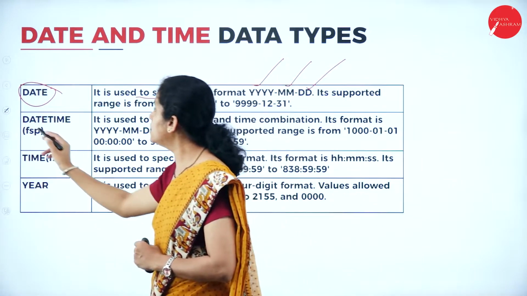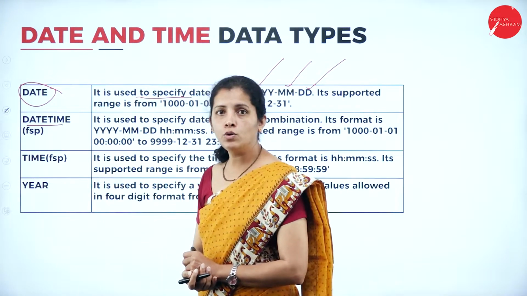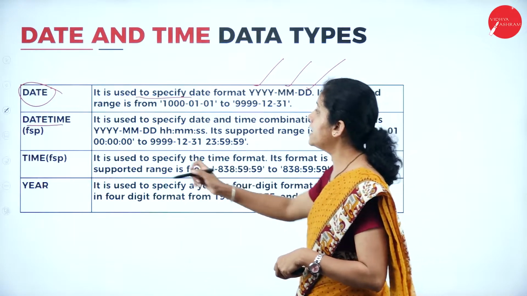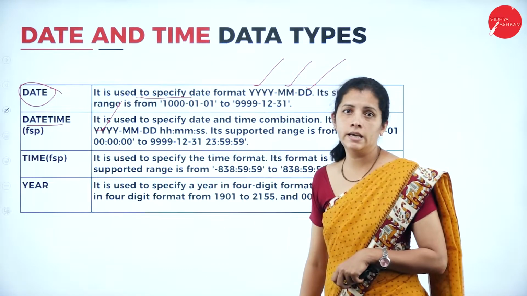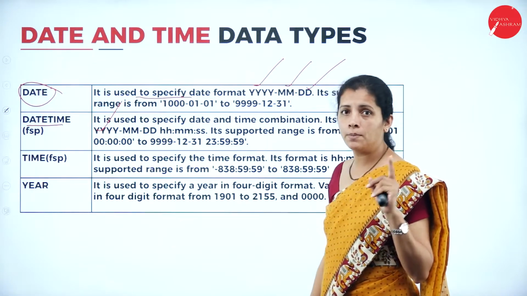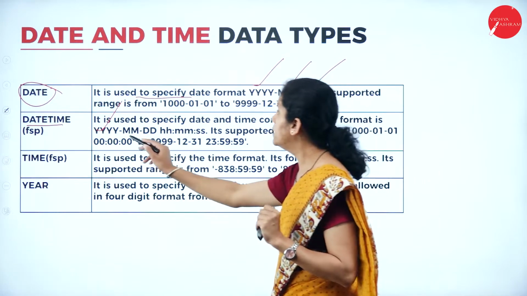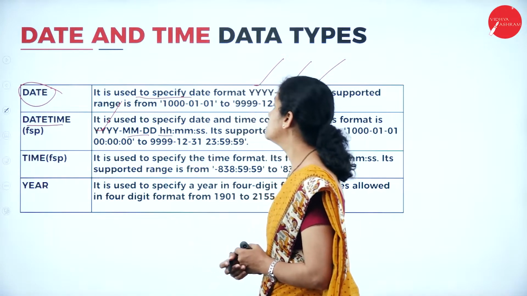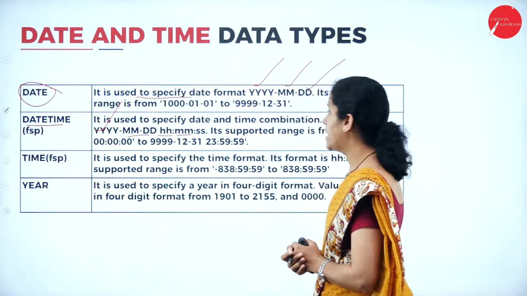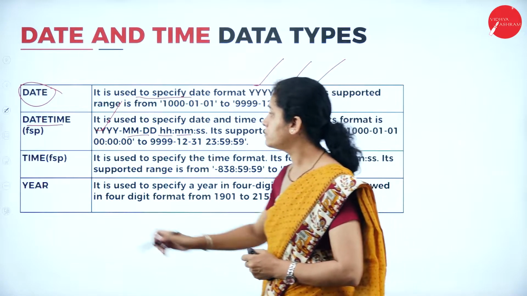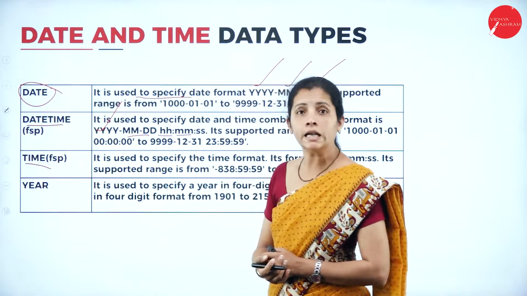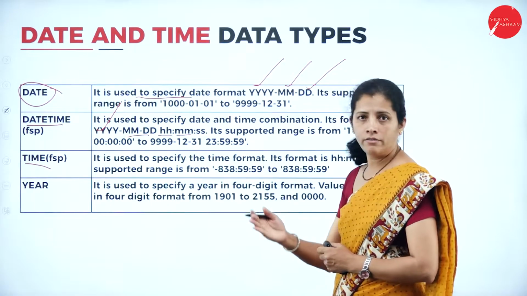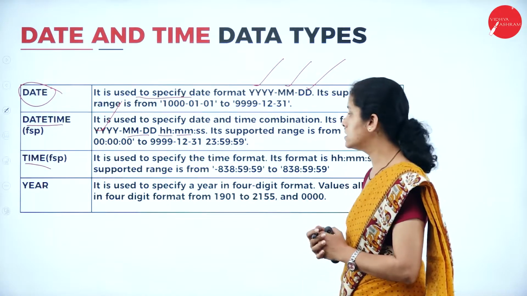And if I go with datetime, I want to get date as well as time. In that, once again, the format here is year, along with that month, along with that date, along with that hours, minutes as well as seconds. And if I go with time, then the format here is hours, minutes as well as seconds.